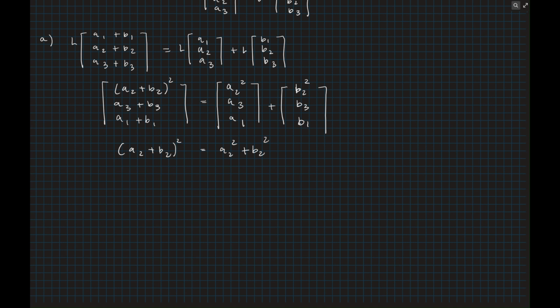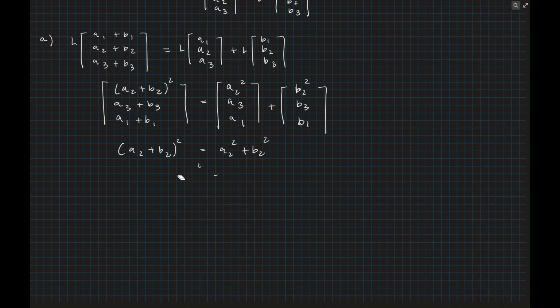And this is just something you should know. You can test it out, but whatever's inside the parentheses squared is not going to be the same as applying the square to each separate term and then adding them. That's not how it works. So for example, if you had 2 plus 5 squared versus 2 squared plus 5 squared, this is 7 squared, which is 49, and this is 4 plus 25, which is 29. They're not the same, right?